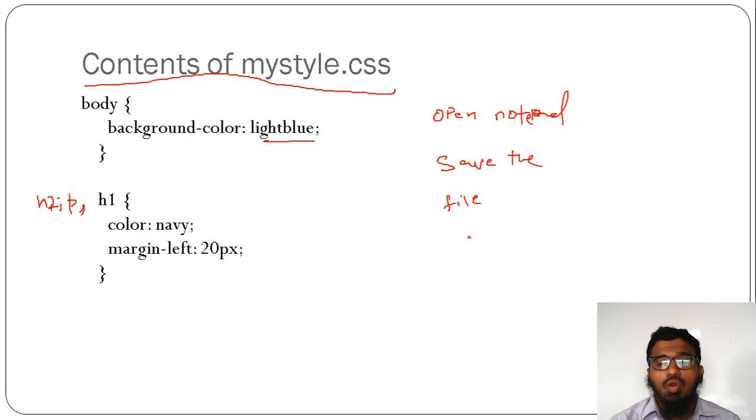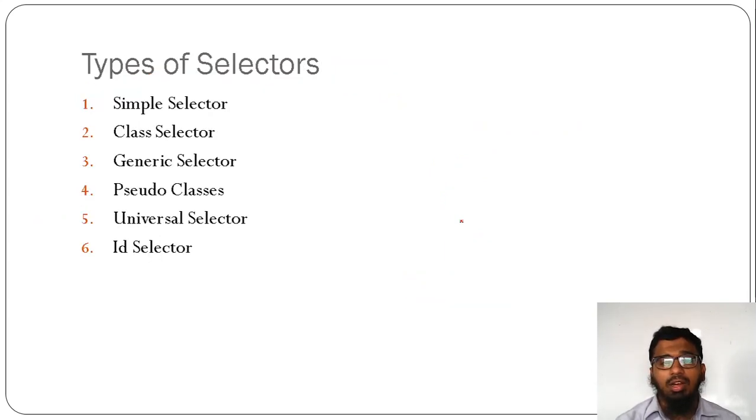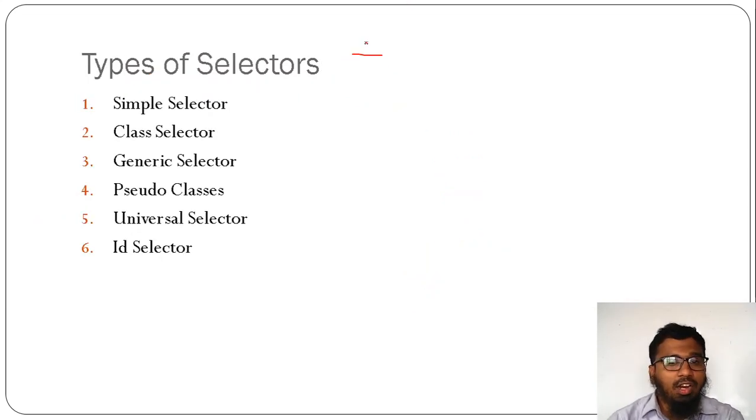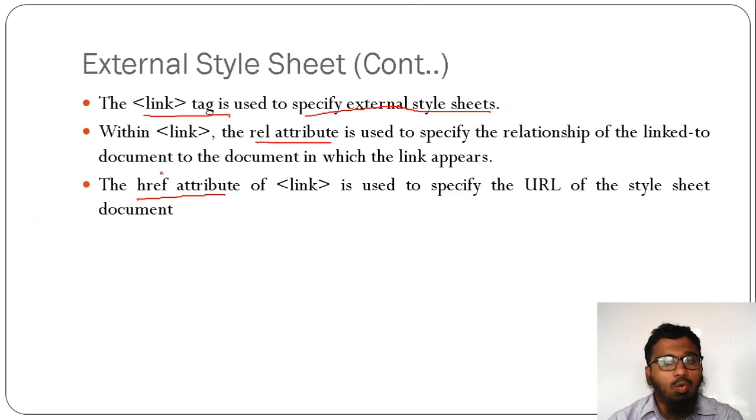So save the file with the extension .CSS. You can write anything, like mystyle.css. Clear? So next one is type of selector. Before going to type of selector, I will quickly review.